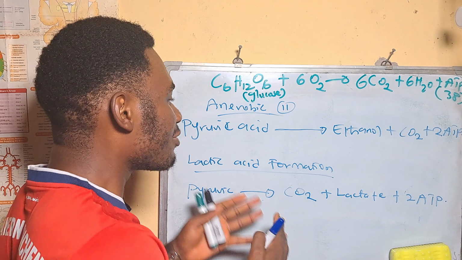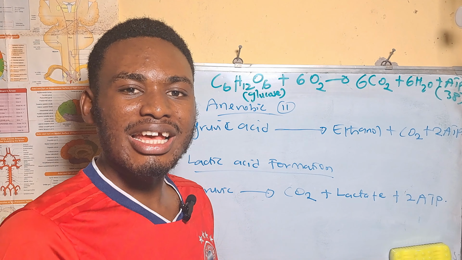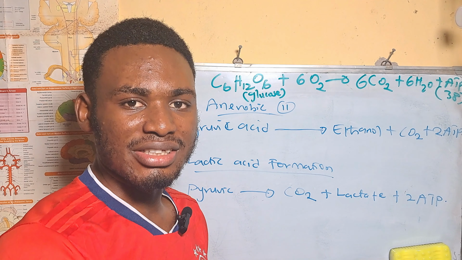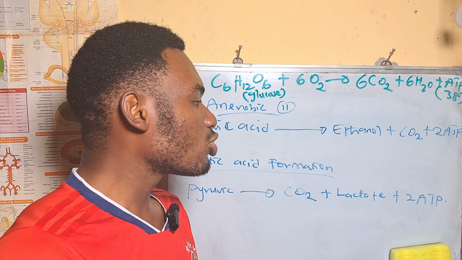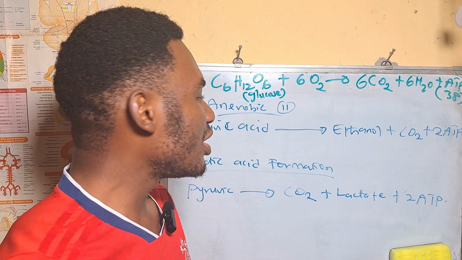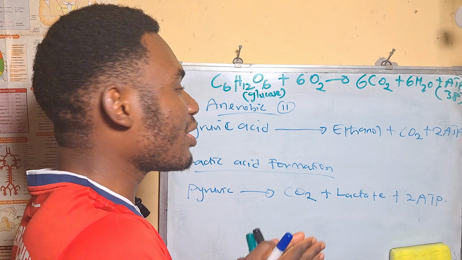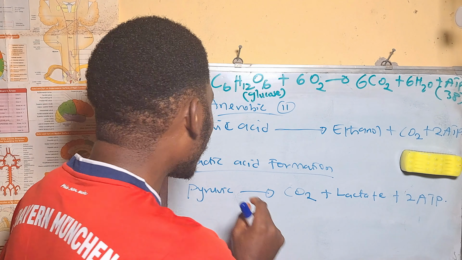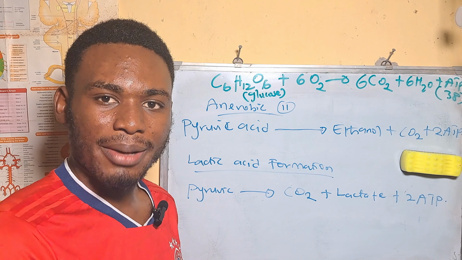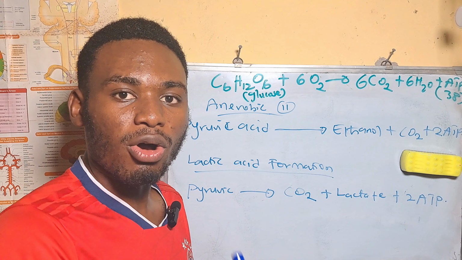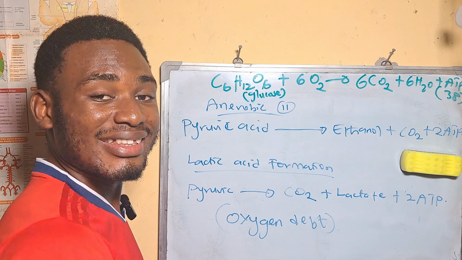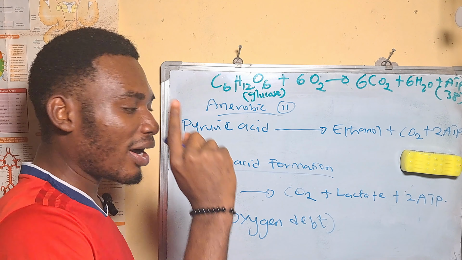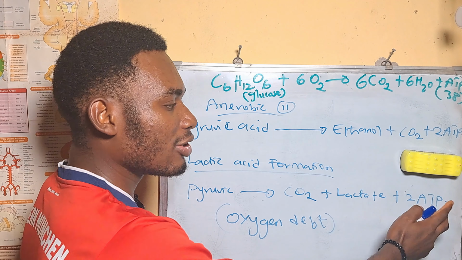What happens here is what we call the oxygen debt. You see lactic acid formation basically in people that engage in strenuous exercises. Once you are engaged in this type of exercise, the oxygen that you take in tends to be less than the oxidation demand of the cell. So the cell enters into anaerobic respiration to produce this lactate. That means you are in oxygen debt. So the body shunts pyruvic acid from stage 1 into lactate and 2 ATP.